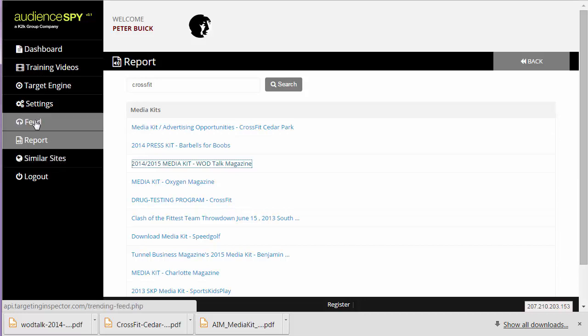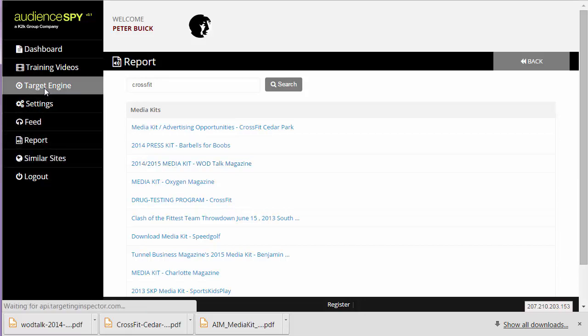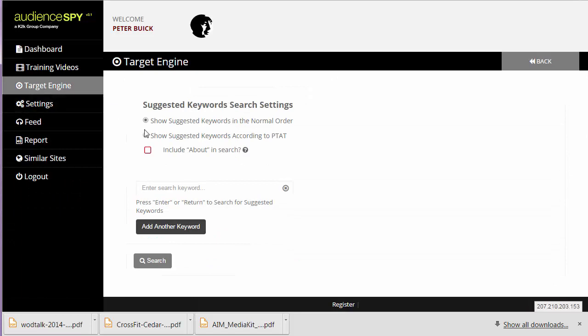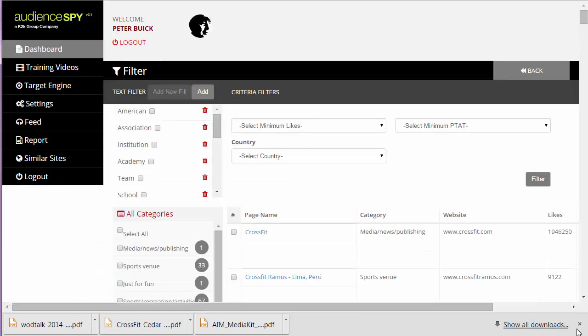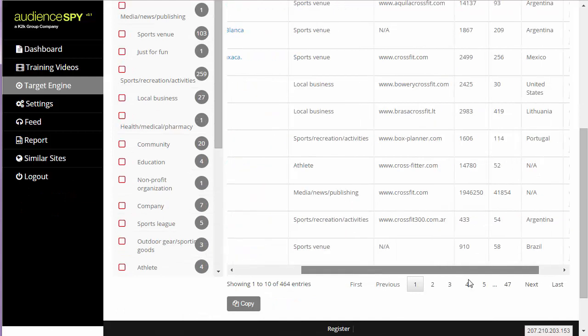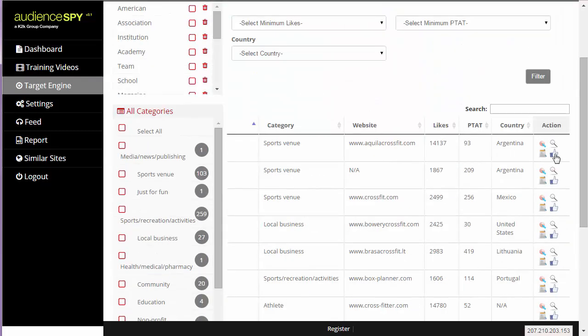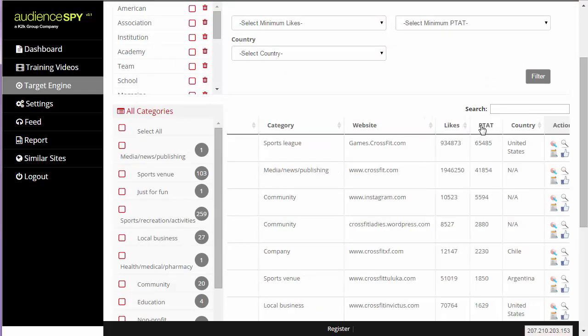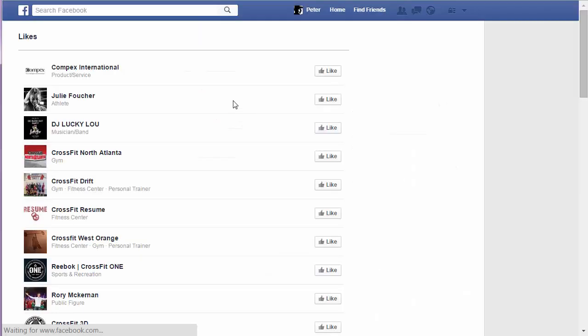Similar sites I showed you. The feed is the trending stuff, and the target engine is the main thing that we looked at. So just remember with the target engine that you can do multiple keywords at one time, which saves an awful lot of time, but it will give you other suggestions here. But remember, you've got these tabs over on the right, so that you can see what else is going on. One of the biggest results we had was what they liked.